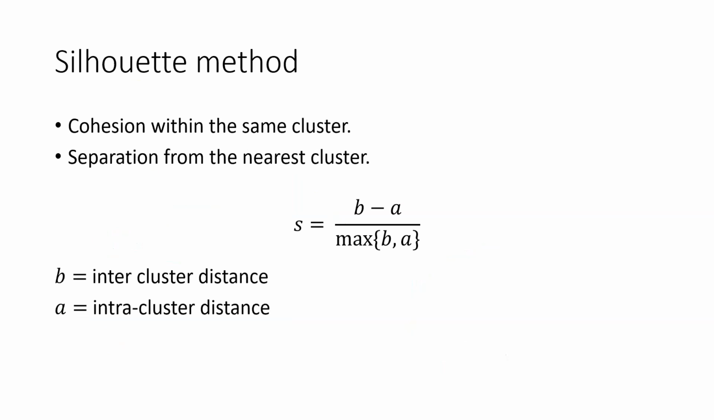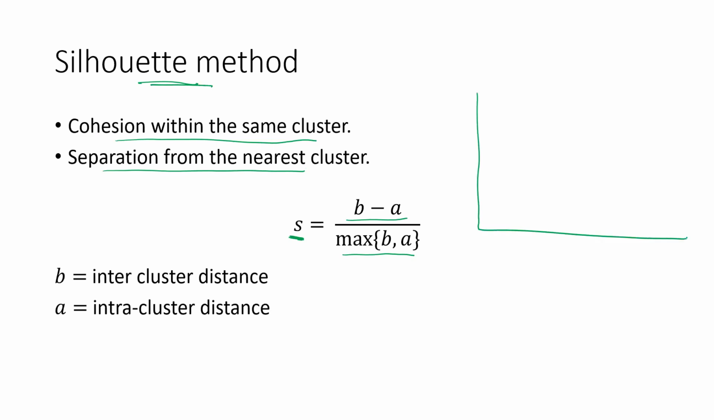So what happens in the Silhouette method? We define a score here, which is called the Silhouette score or Silhouette coefficient, which is defined as b minus a upon max of b over a. And remember, this Silhouette coefficient gives the idea about cohesion within the same cluster and separation from the nearest cluster. So let's take one example. Here, what are B and A? Let's say you have 2 clusters. One cluster is here, and second cluster is here. So the Silhouette method is the most efficient method to choose k.